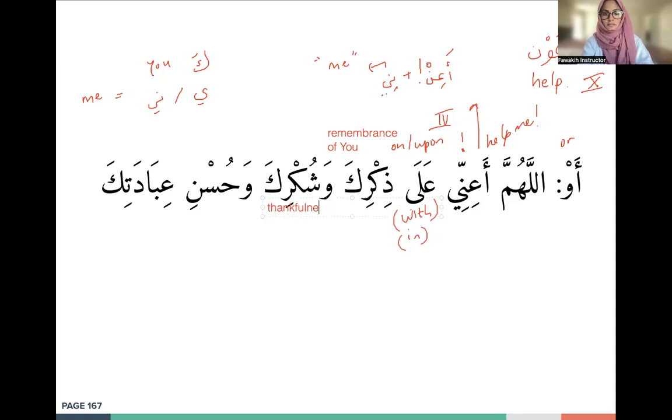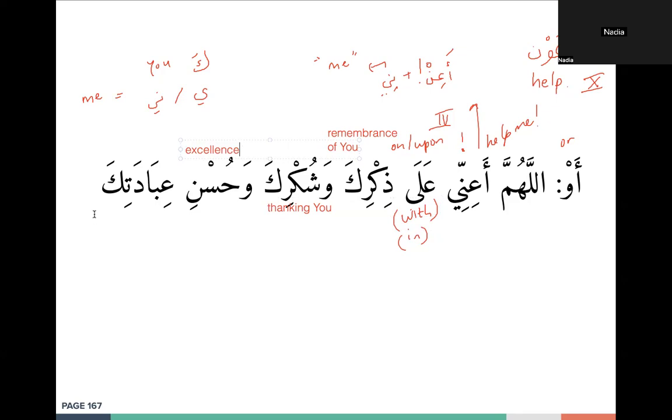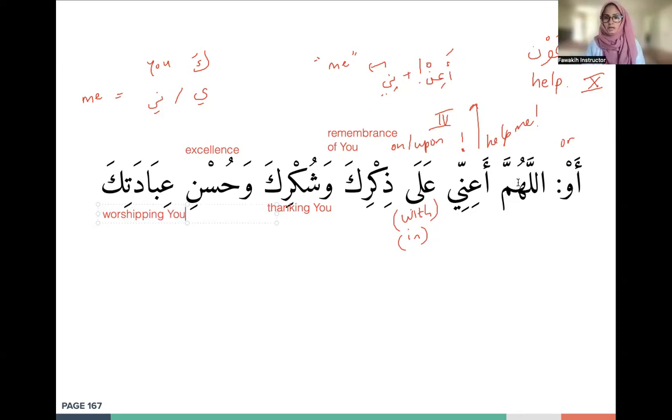And wa husni, husn is beauty. It can also mean excellence. Excellence. Oh, and ibadatik? Ibad with no ta is the plural of abd, which means servant or servants, but this is ibadah with a ta at the end. So the word ibadah is a verbal noun, and as you know, that means worship. And ka is you, so worshipping you. Yes, okay. So you could say, oh Allah, help me upon or with or in remembering you, thanking you, and excellence in worshipping you. Everyone clear on that?